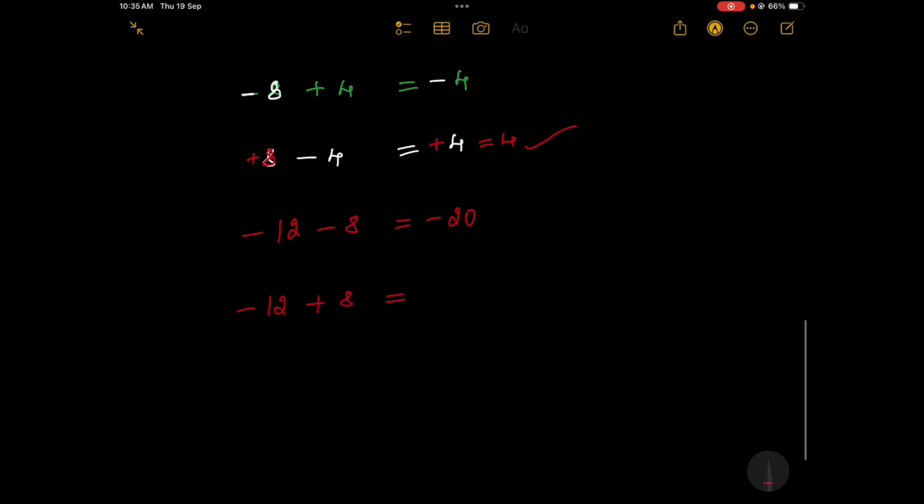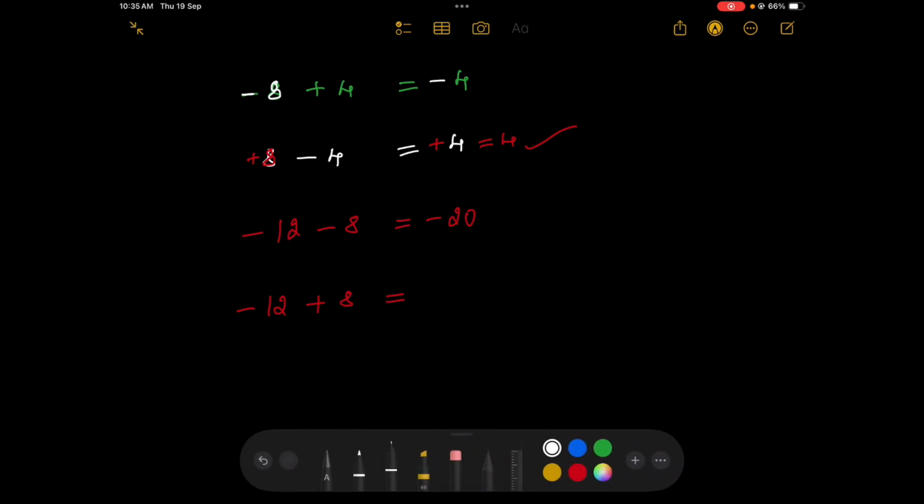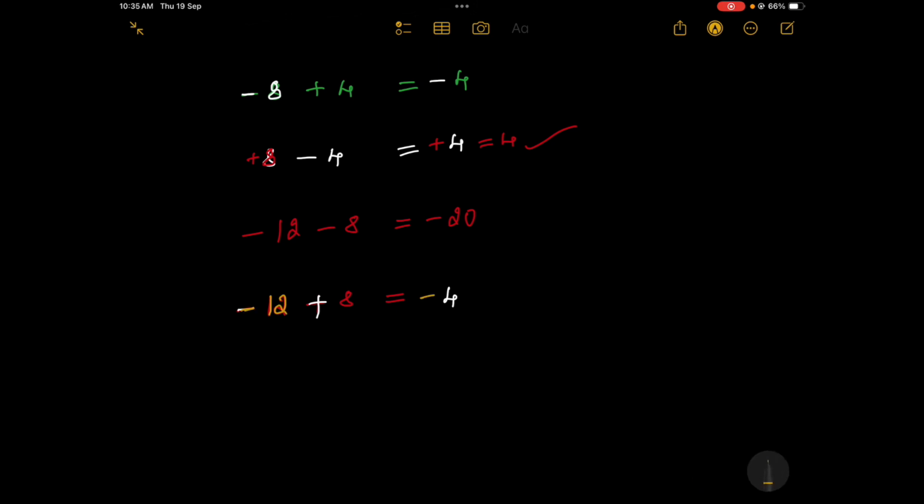Suppose I write minus 12 plus 8. What do we need to do now? Do we need to add or do we need to subtract? We need to subtract, because one number is negative and the other number is positive. What do we get if we subtract 8 from 12? We get 4. Now decide the sign, whether it is positive 4 or negative 4. How do you decide this sign? By looking at the larger number. Which is the larger number here? 12 is the larger number and it has a negative sign. So minus 4 is the answer.